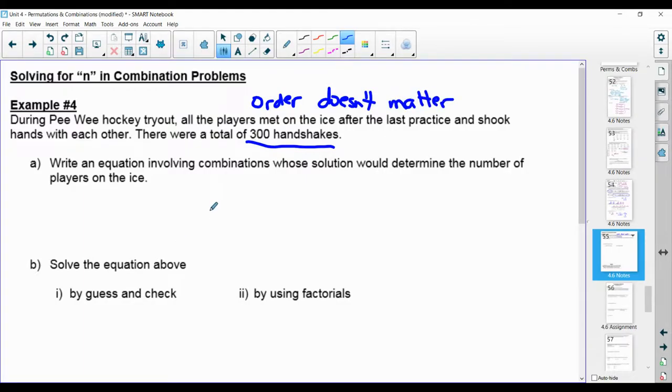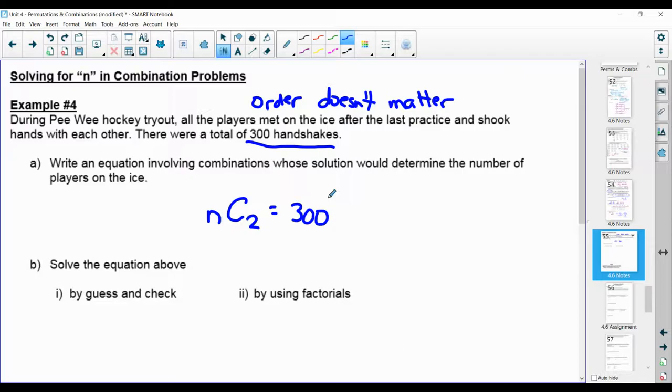And so we don't know how many people are on the ice, so that's our unknown. Choose. Well, how many people are shaking hands at one time? It's 2. So we have n people on the ice, and we're choosing 2 people at a time to shake hands, and that totals 300 handshakes.